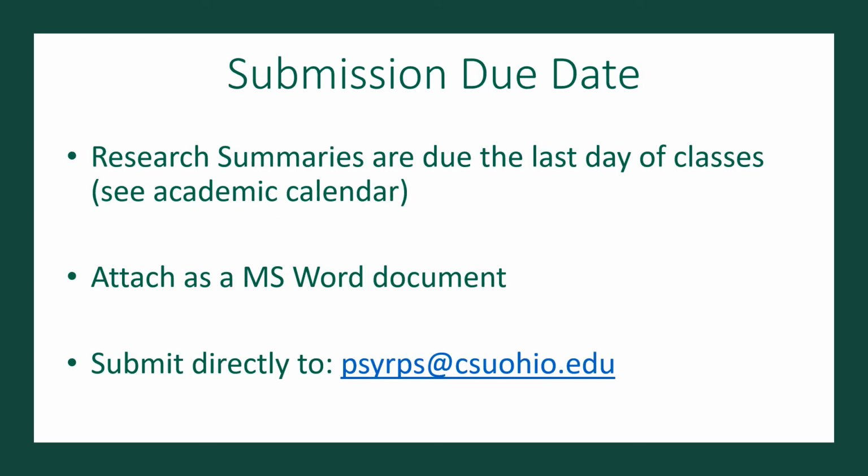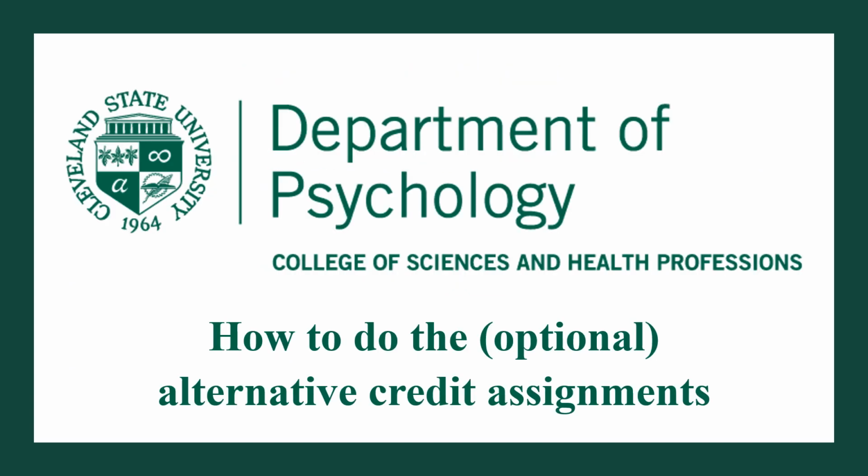Research summaries are due on the last day of classes and will be accepted anytime up until that deadline. To submit your summary, attach the Microsoft Word document to an email and send it directly to us at scirps@csuohio.edu. And that's how you complete the optional alternative credit research summary assignments.